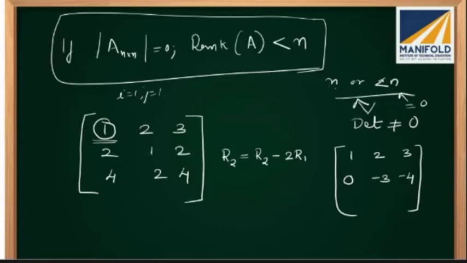Right? Now I am considering row 3. Again, I need to convert it as row 3 equals row 3 minus 4 times row 1. Again, that will be 0 because 4 minus 4 into 1 is 0. Then 2 minus 4 into 2 is 2 minus 8, which is minus 6. Right? 4 minus 4 into 3 is 4 minus 12, that is minus 8.